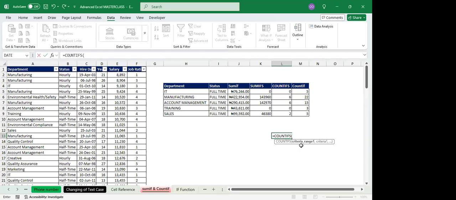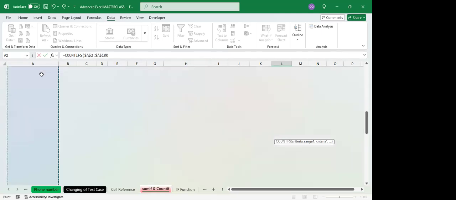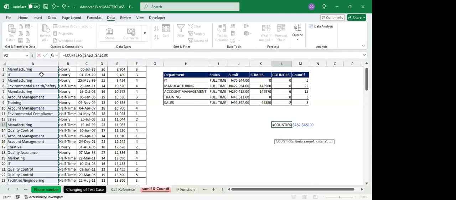Call out the argument, and it's asking me criteria range 1. Criteria range 1 is talking about the department, and I'm going to select all the possible criteria in that range. Now this one is criteria 1. So criteria 1 is IT. I am not picking it here so that you don't think that I can always pick it here. I can still pick it from here. That's IT, comma.